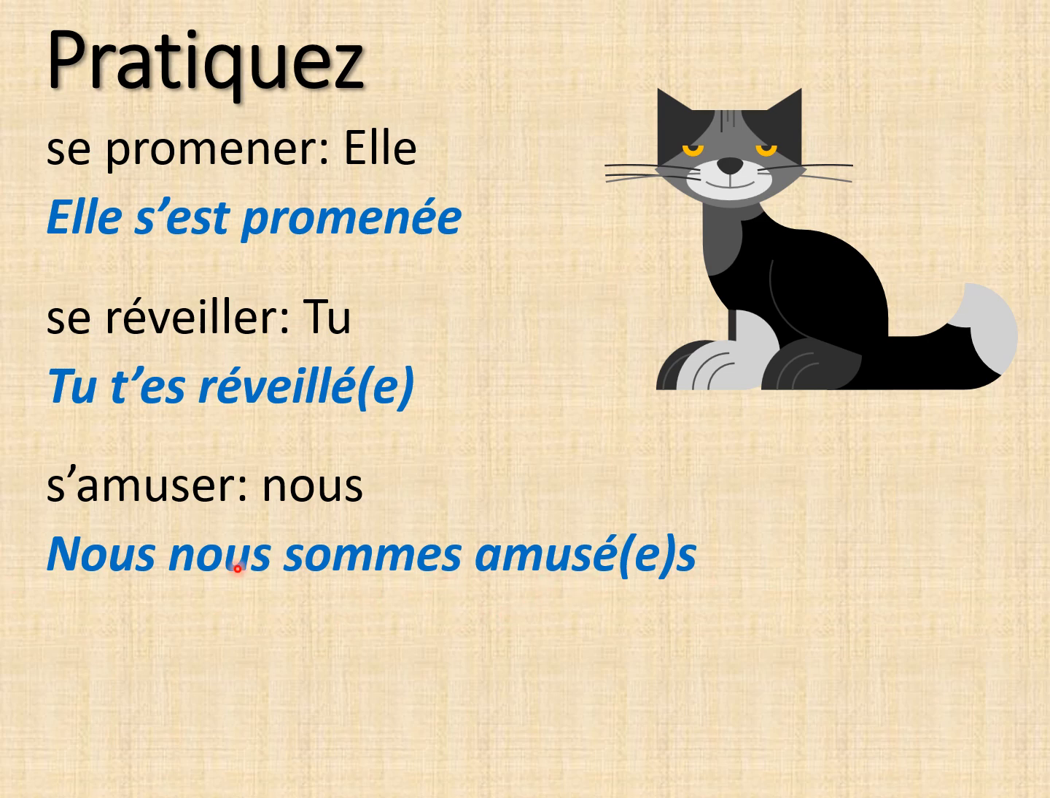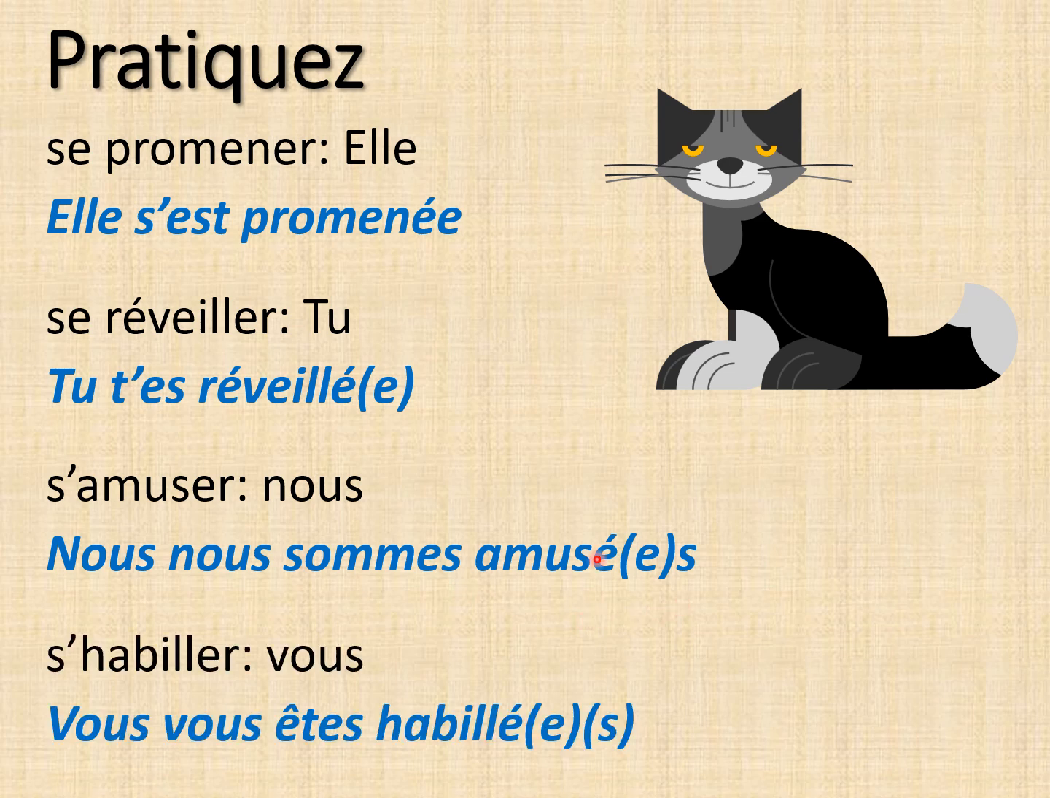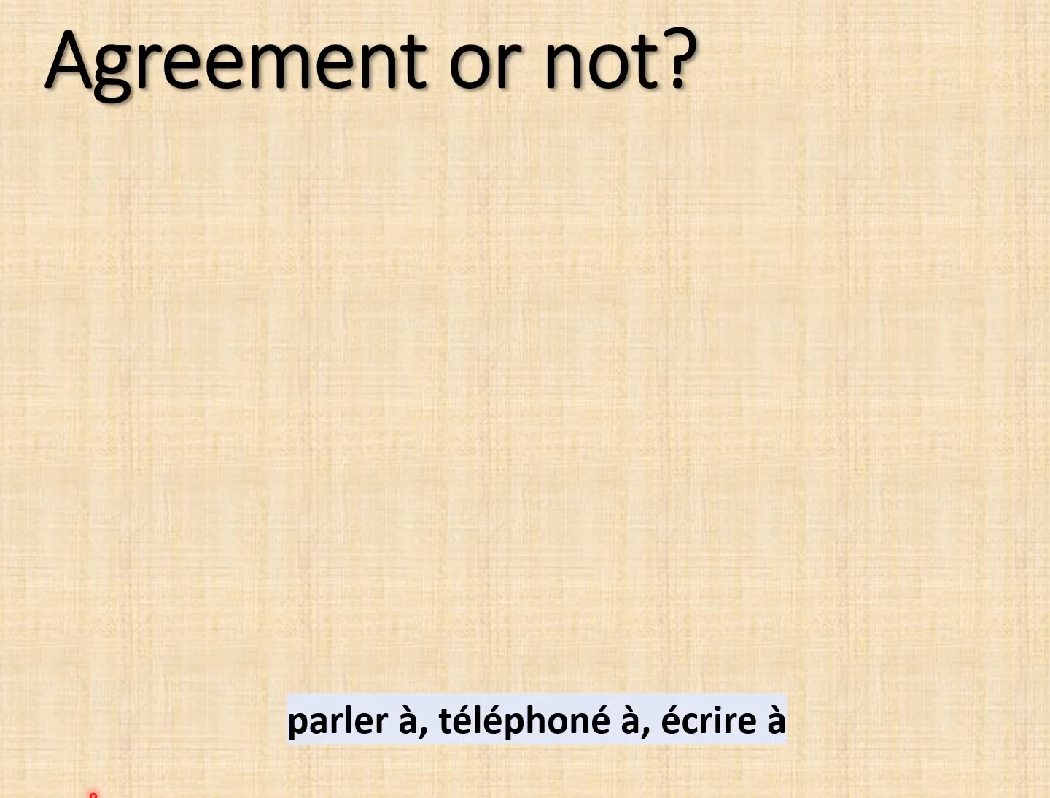It looks a little strange. It's long, isn't it? So we're going to have to practice this. Nous nous sommes amusés. Vous, how do you say you got dressed? Vous vous êtes habillés. You may have an e and or an s for the vous. Vous vous êtes, nous nous sommes. Practice the flashcards definitely. So let's practice just the agreement part here.